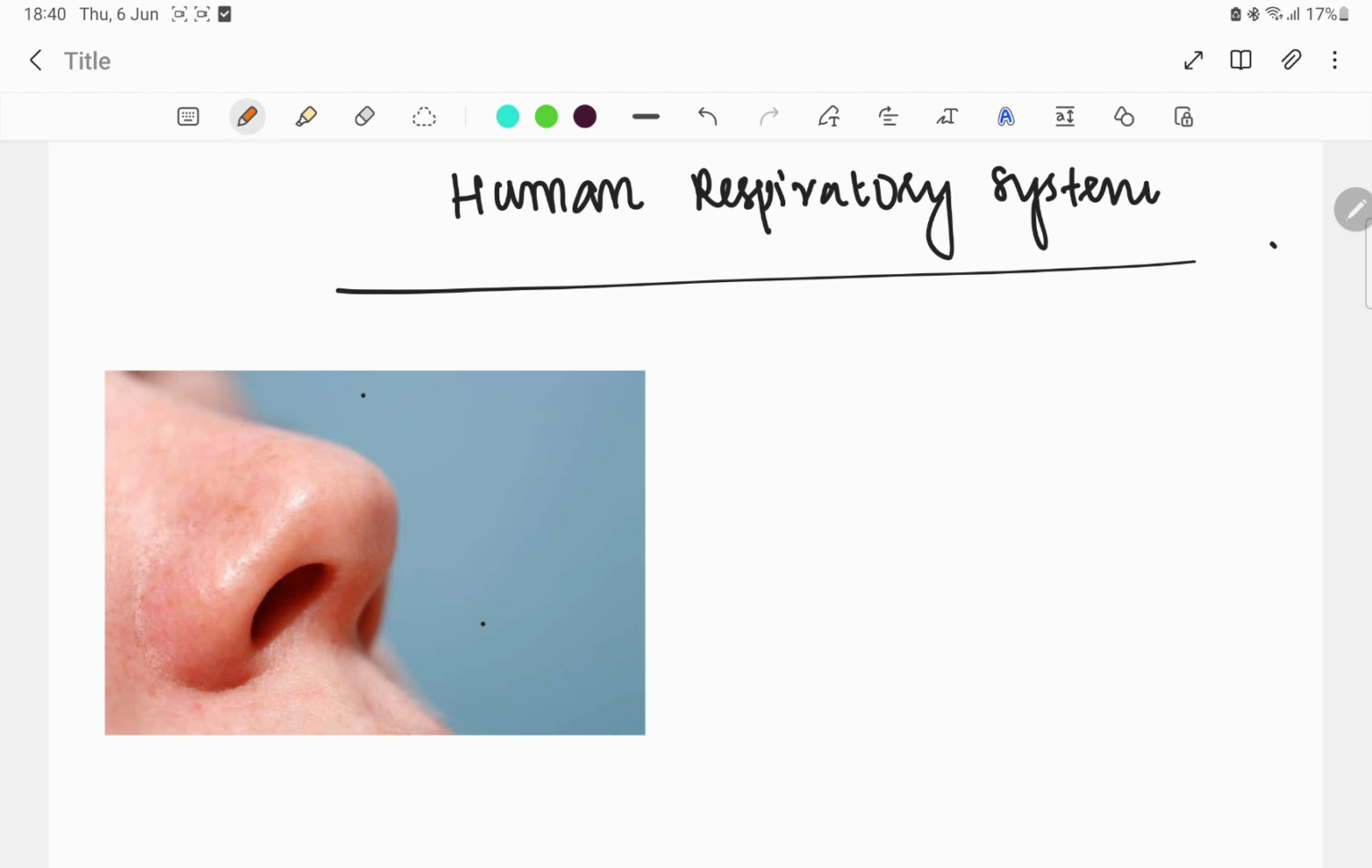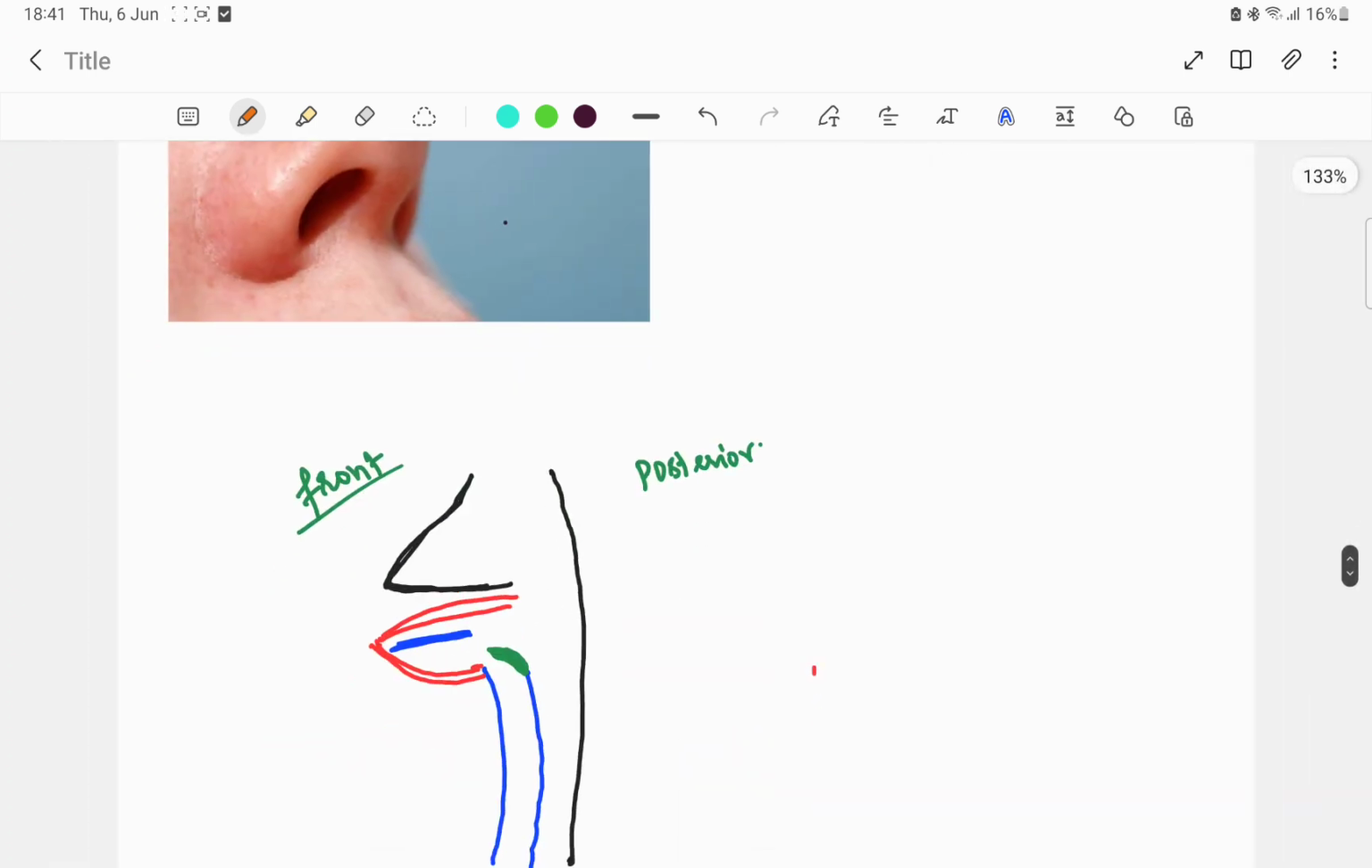Okay guys, now we are going to see the anatomy of the human respiratory system. This is the nose. The nose is the external respiratory organ. Through this only, air from the atmosphere enters and carbon dioxide, which is produced by each and every cell of our body, exits. Now I am going to show the line diagram.